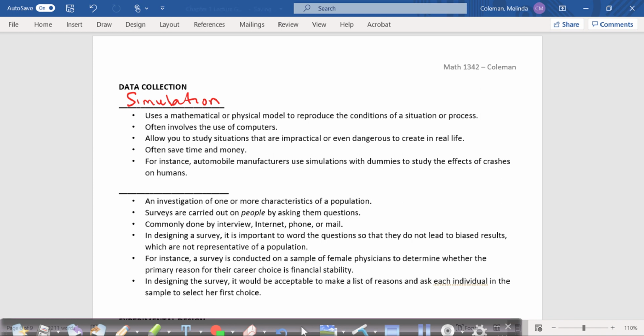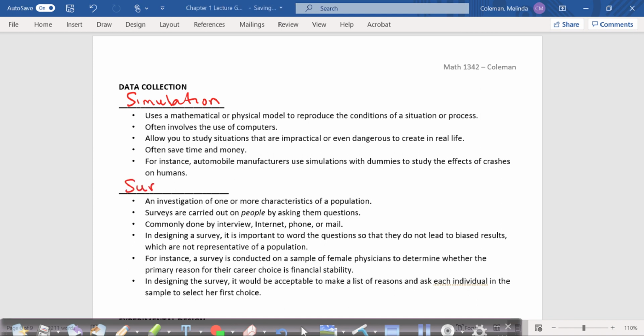And for an example, automobile manufacturers use simulations with test dummies to study the effects of crashes on humans. Well, obviously you don't want to have crashes on humans, so using the test dummies allows the manufacturers to check on the effects of car crashes from different sides at different speeds without harming humans. That would be a simulation.